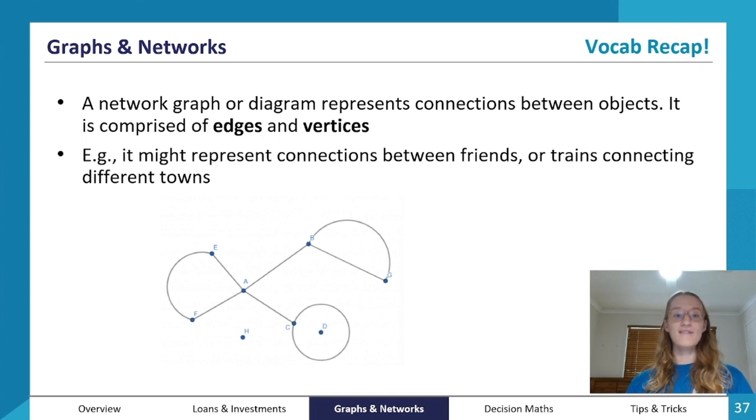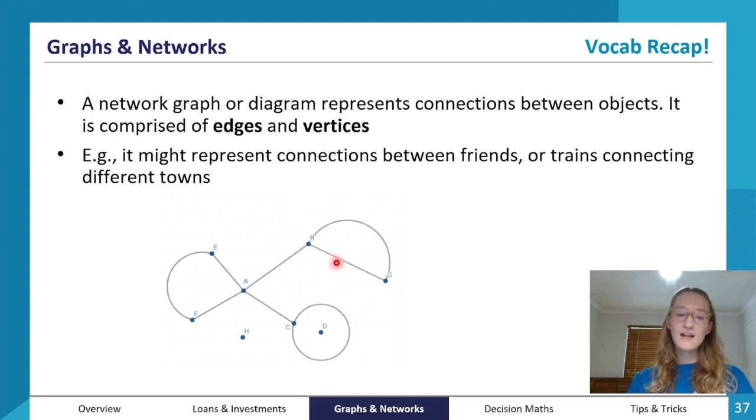So graphs and networks. To simplify the confusion, graphs and networks are pretty much the same thing. I'll give you the slightly different definitions later, but they're pretty much just referring to the same thing. So this is an example of a graph or a network. A network, graph, or diagram represents the connections between objects. That's, in essence, the summary of what we're looking at. It represents the connections between objects.